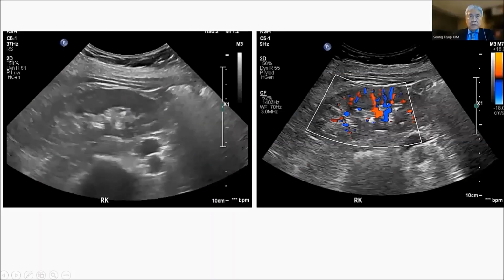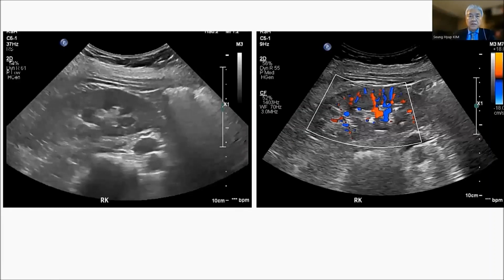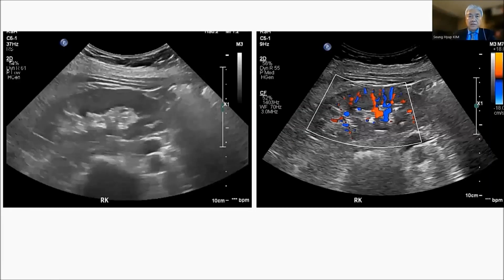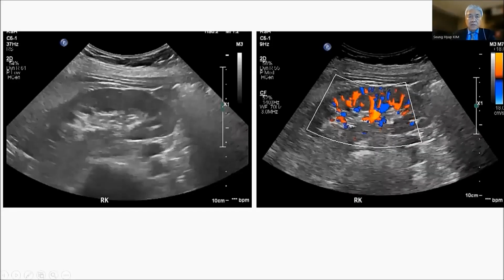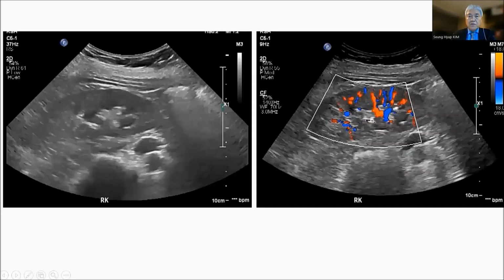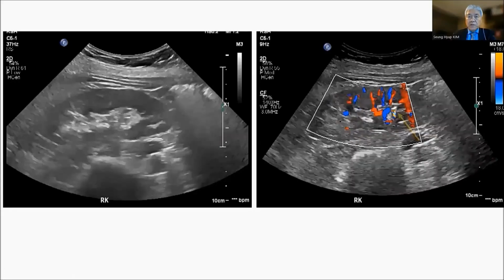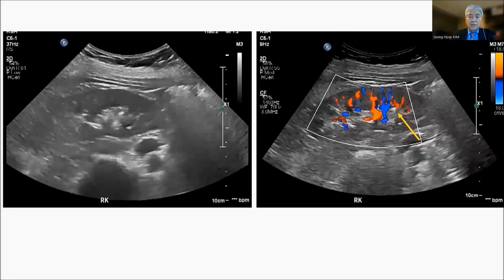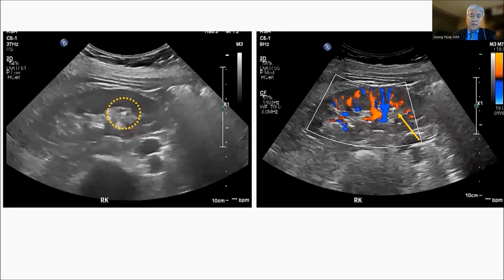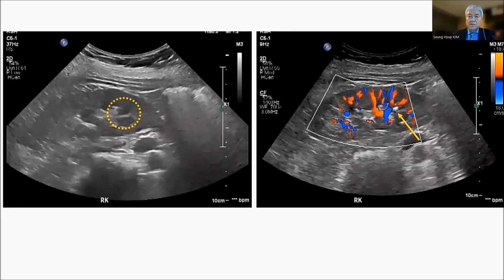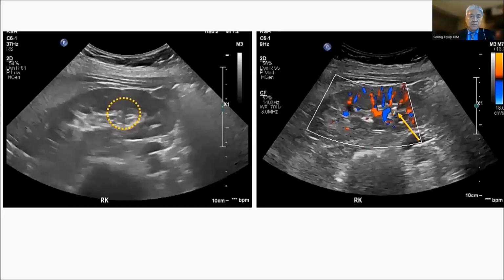How about this case? Can you detect a renal stone in these grayscale ultrasound images? How about these color Doppler ultrasound images? You may see weak twinkling artifact here in this color Doppler, and now it will be easier to localize echogenic stones here in the grayscale images.